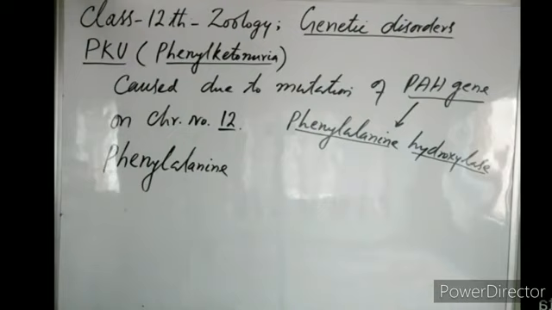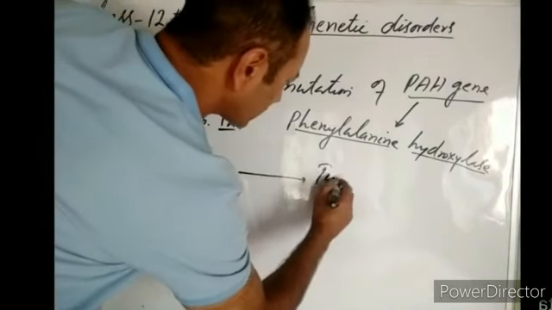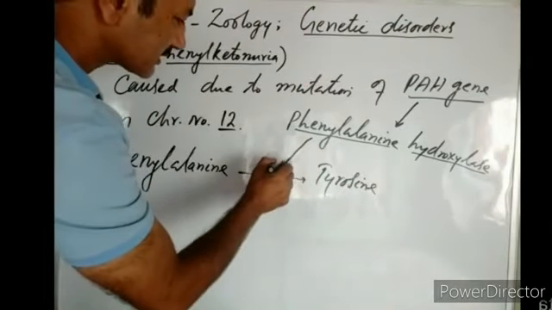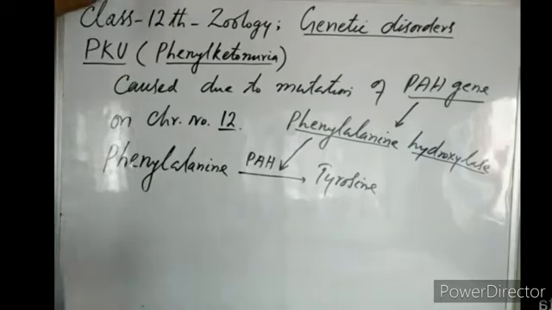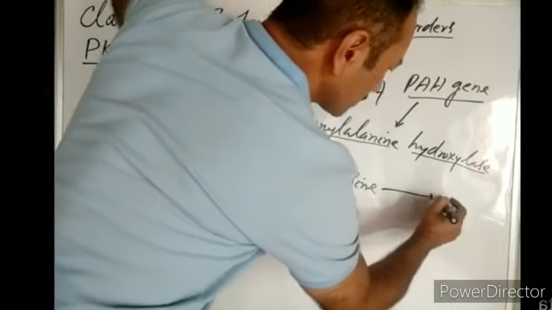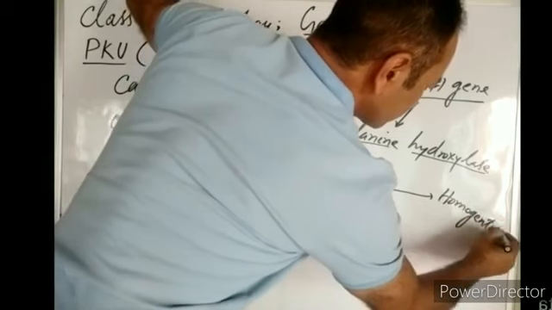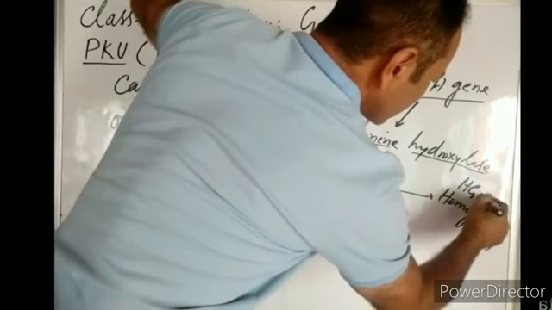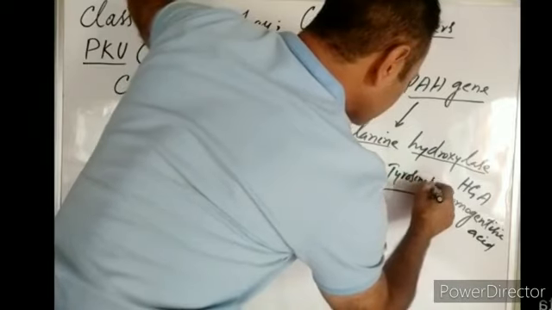We have an amino acid in our diet, known as phenylalanine. In normal metabolism, phenylalanine is converted into another amino acid, tyrosine, by the help of the enzyme phenylalanine hydroxylase. Then this tyrosine is converted into another substance, homogentisic acid, HGA, by the help of the enzyme tyrosinase.